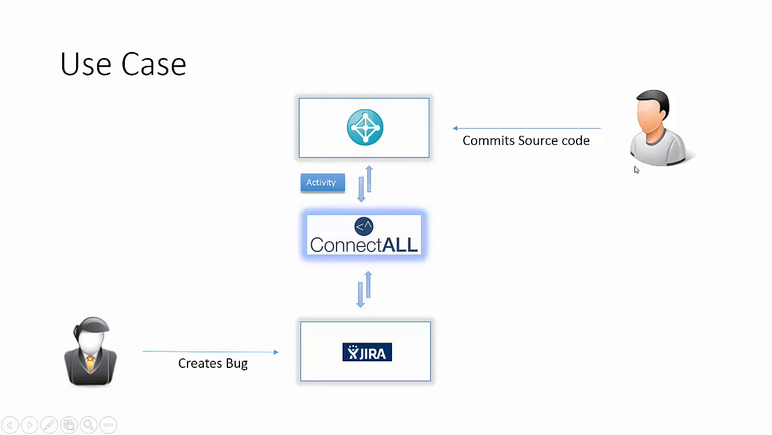The developer works on the bug raised by the QA, and he fixes it. Finally, he commits the source code into the ClearCase server, and also marks this particular activity status as completed. ConnectALL picks up the status from the ClearCase activity and updates it back into the JIRA ticket so that the QA can review the status of this particular bug and test it. Finally, he can close it. Let's move into the demo part.